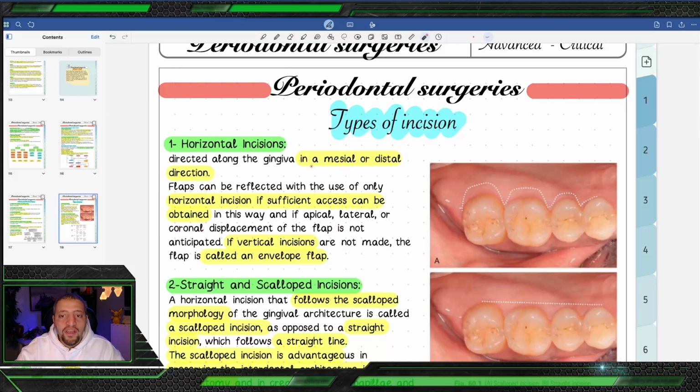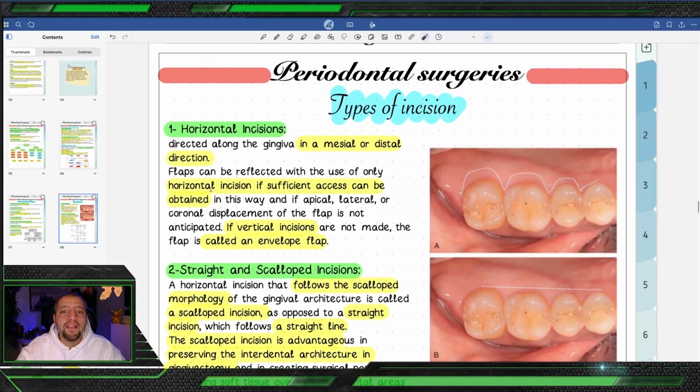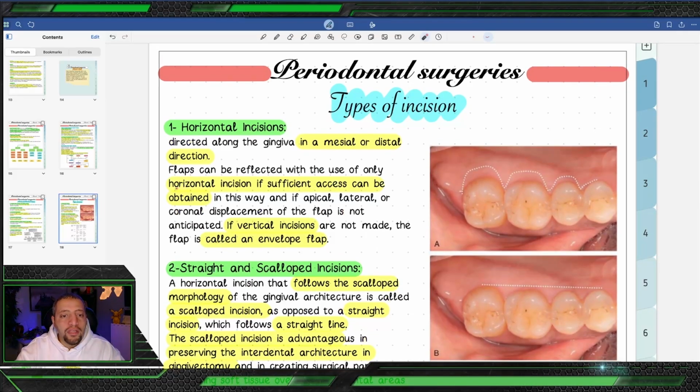Directed along the gingiva in a mesial and distal direction. The flap can be reflected with the use of only horizontal incision if sufficient access can be obtained, and if apical, lateral, or coronal displacement of the flap is not anticipated. If vertical incisions are not made, this is called an envelope flap. So most commonly, we are going to use an envelope flap for periodontal surgery.